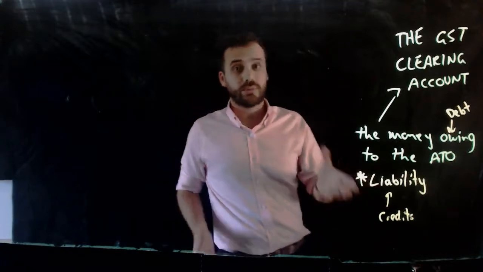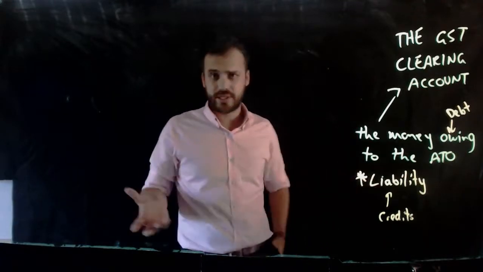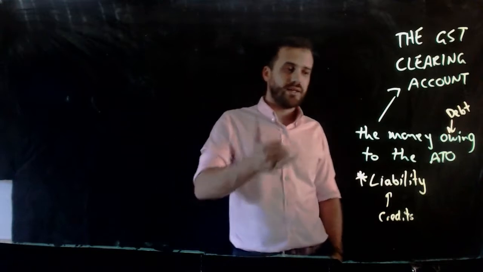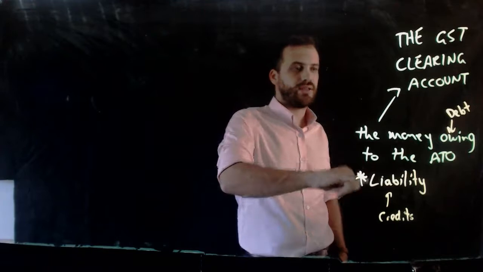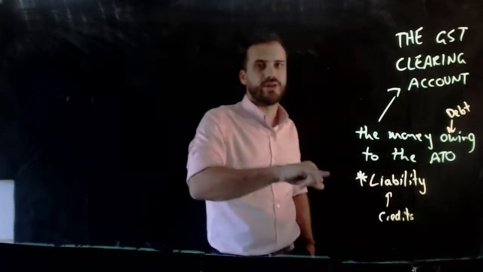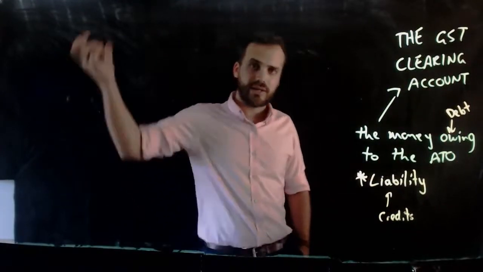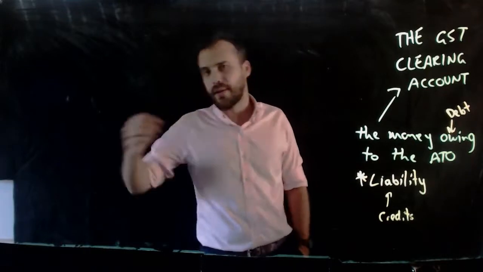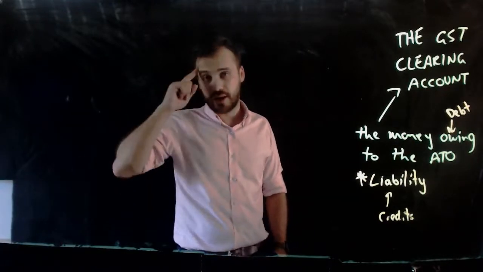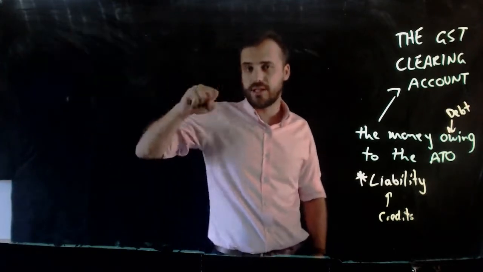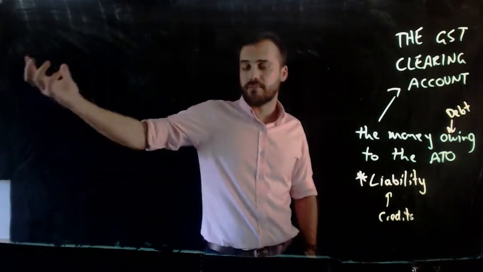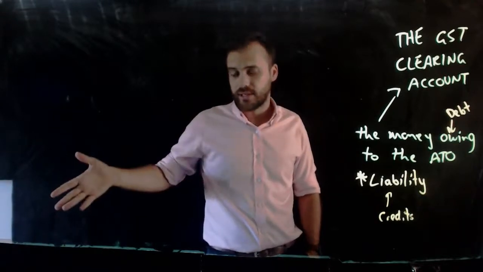Now, that's not going to be a problem really, because about 95% of businesses, by far, for them, their clearing account is money that they owe to the ATO. In other words, they collect more GST than they pay out. And if you think about it, for a profitable business, that probably makes sense. They collect more GST than they pay out because they are making more money than they're paying out.